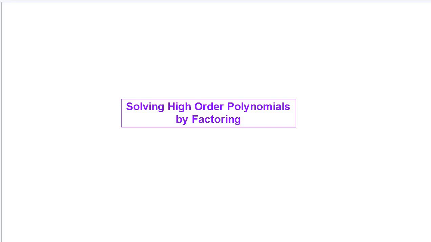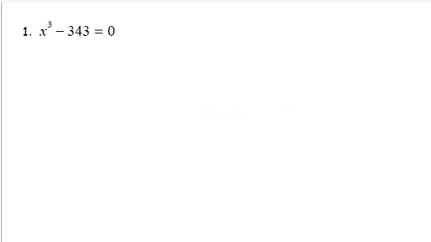Okay, in this video we're going to talk about solving high-order polynomials using factoring. So the very first problem is a difference of cubes. Now I know this because I can check. The first thing you should always check for is that GCF, and notice that obviously they have no number in common and there is no variable in common, so I know immediately it's a difference of 2 cubes.